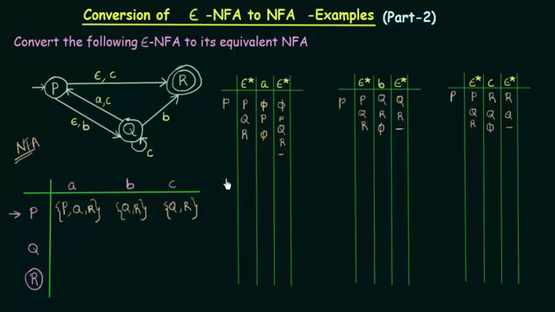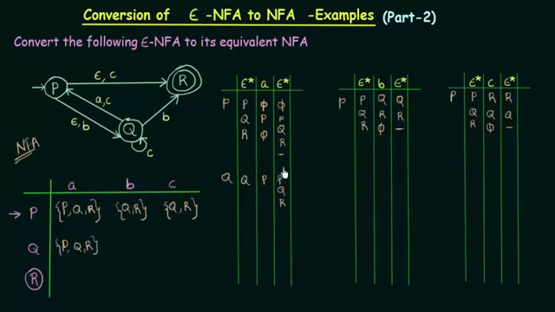Now let's do the same for state Q. Q on input A. The epsilon closure of Q is only Q, and Q on input A goes to P, and the epsilon closure of P is P, Q and R. So finally we get P, Q and R. So Q on input A will go to P, Q and R in the NFA that we will be making.